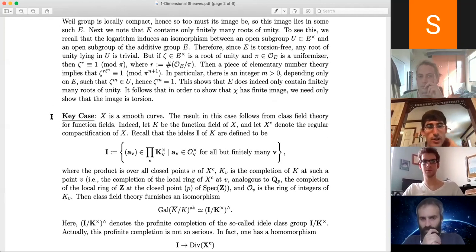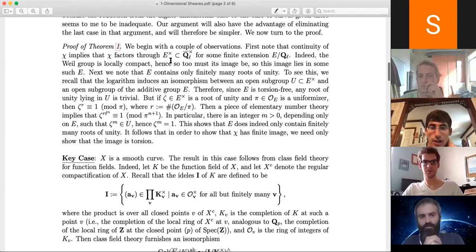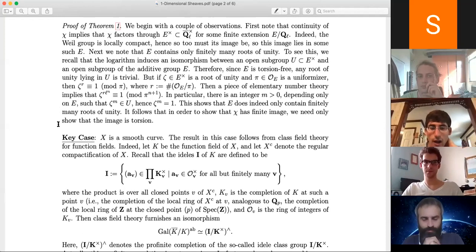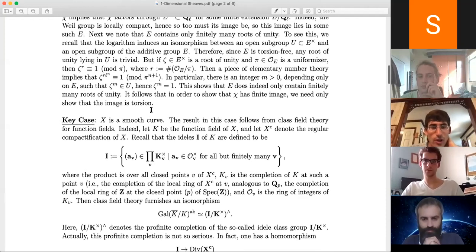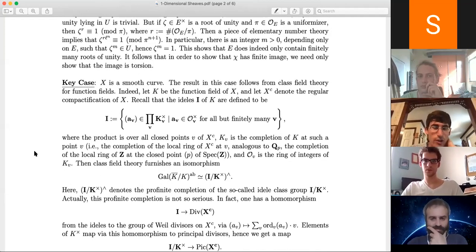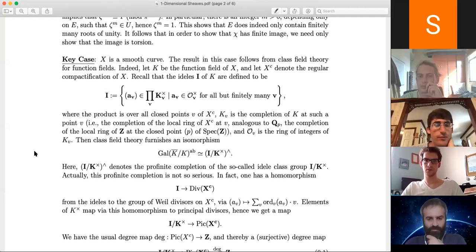And so because the character lands in E, which has only finitely many roots of unity, in order to show it has finite image on the geometric fundamental group, we only need to show that the image is torsion. Okay, if it's torsion, it lands in the roots of unity, so it's finite.